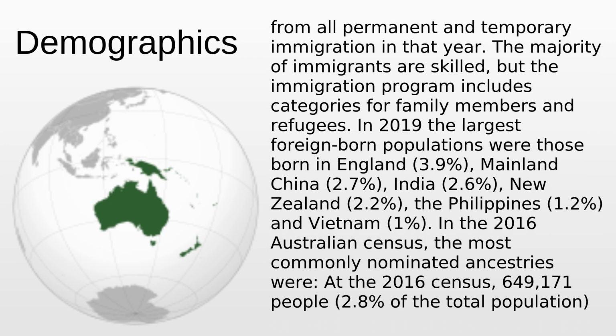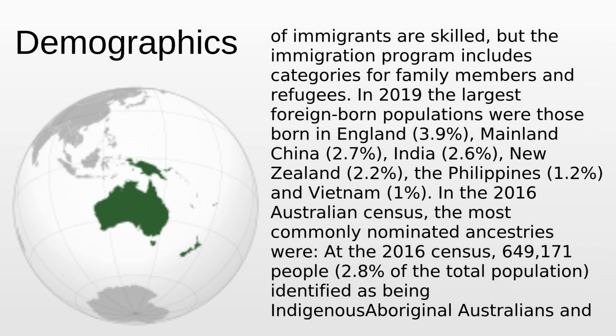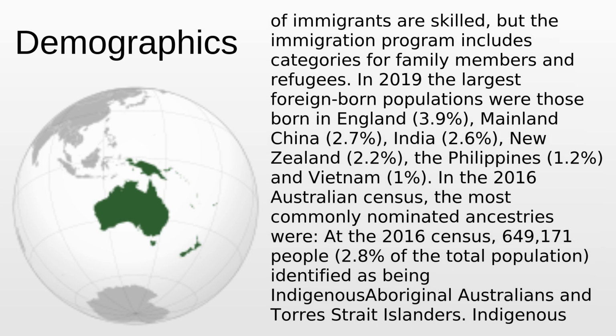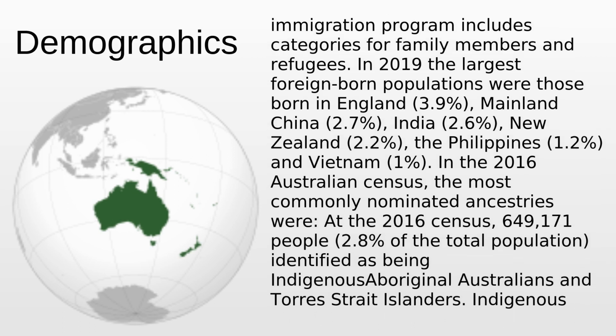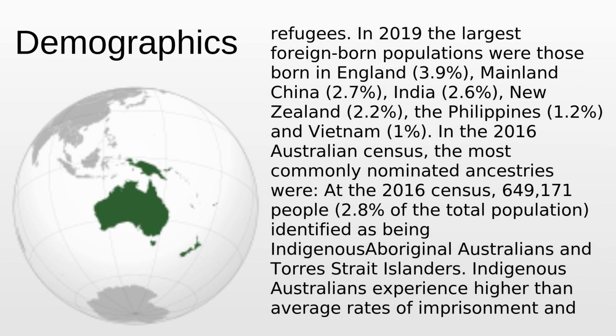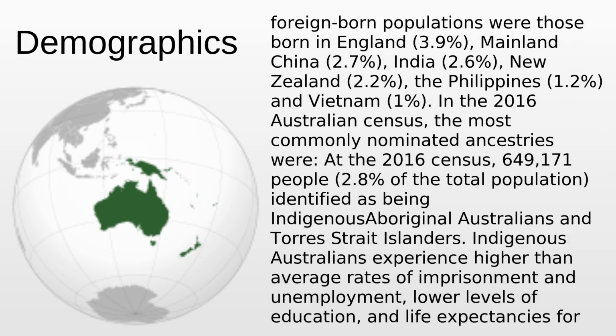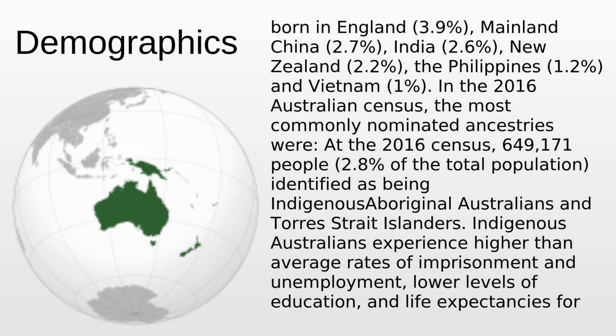In 2019, the largest foreign-born populations were those born in England, 3.9%, mainland China, 2.7%, India, 2.6%, New Zealand, 2.2%, the Philippines, 1.2%, and Vietnam, 1%.